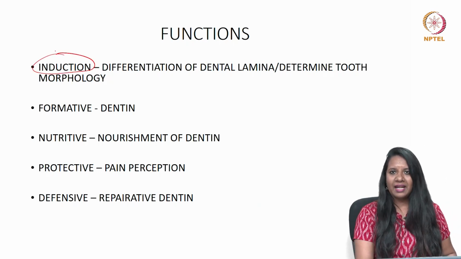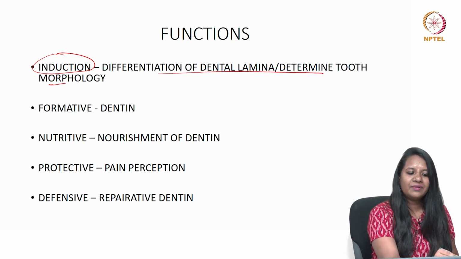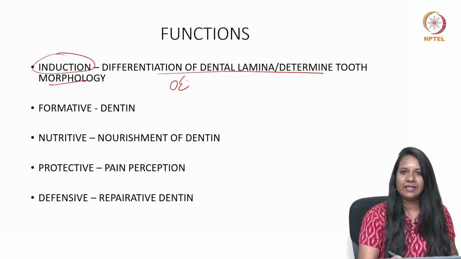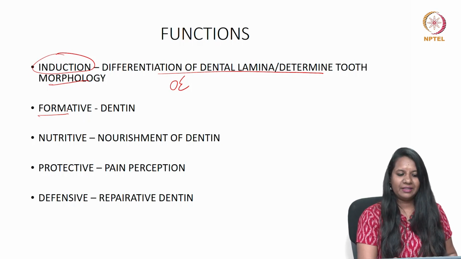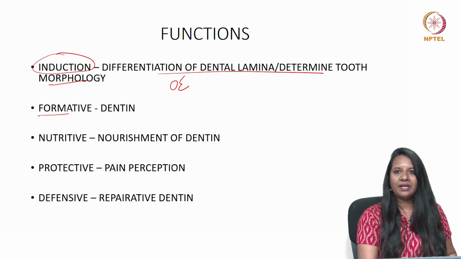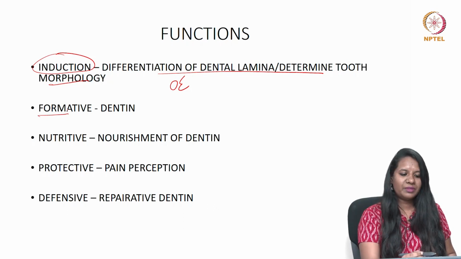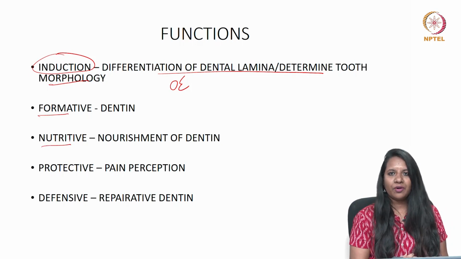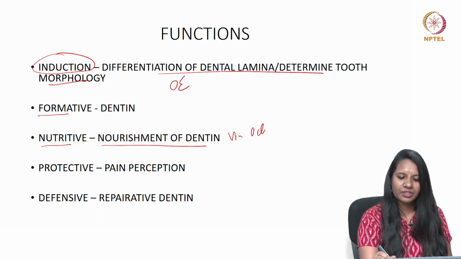The pulp will help in the differentiation of dental lamina, or it will determine the tooth morphology by interacting with the oral epithelium. Then formative, it helps in the formation of dentin, either reactionary or reparative. With any stimuli, it will start responding with the formation of dentin. Then nutritive, the vascular supply of pulp gives nourishment to the dentin via odontoblasts.